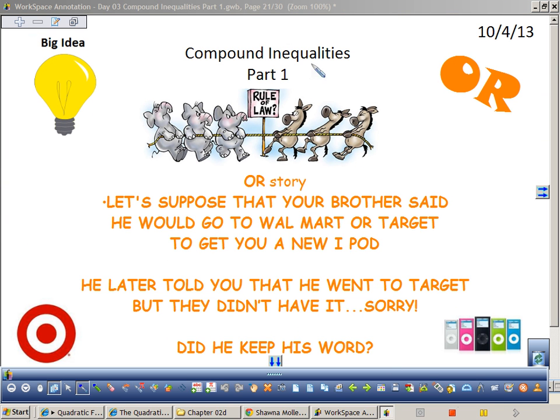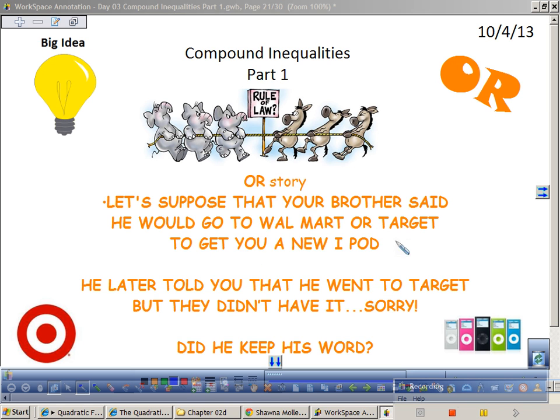All right, so let's talk about compound inequalities. Here's my or story. Let's suppose that your brother said he would go to the Walmart or Target to get you a new iPod. He later told you that he went to Target but they didn't have any. Sorry. Did he keep his word? Kind of. You could have gone to another one. He could have, but he didn't. Did he keep his word?